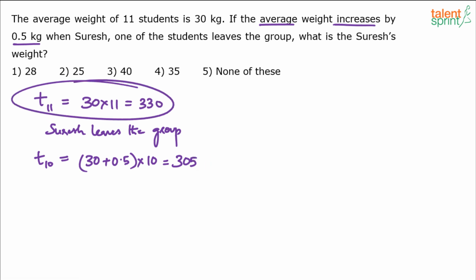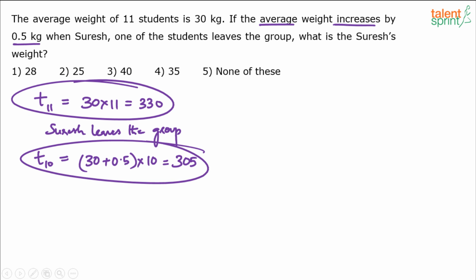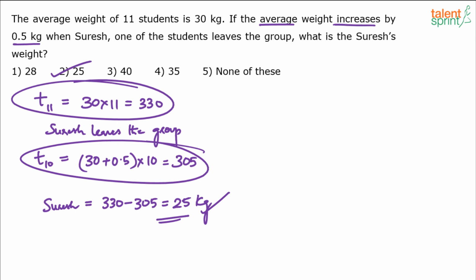So including Suresh, the total of the group was 330. Excluding Suresh, the total of the group is 305. That means Suresh's weight should be the difference of these two. When Suresh was there in the group, total value was 330. When Suresh left, the total value came down to 305. That means Suresh's weight will be 330 minus 305, which is 25. So his weight is 25 kgs, option 2 is the answer. Simple calculation. 30 into 11, 30.5 into 10, and the difference will lead you to the correct answer.